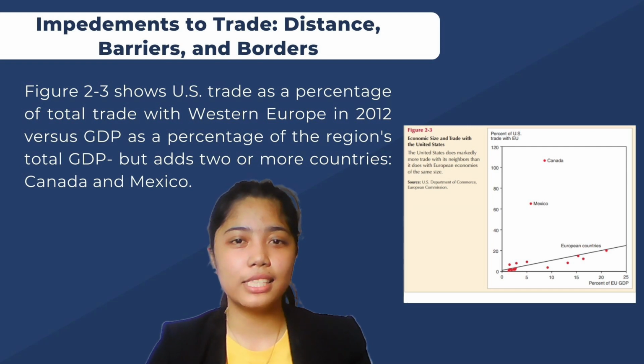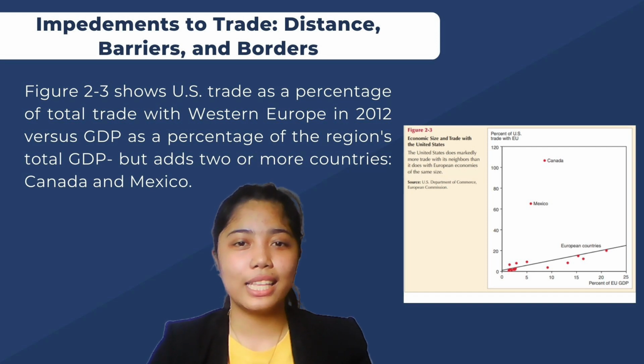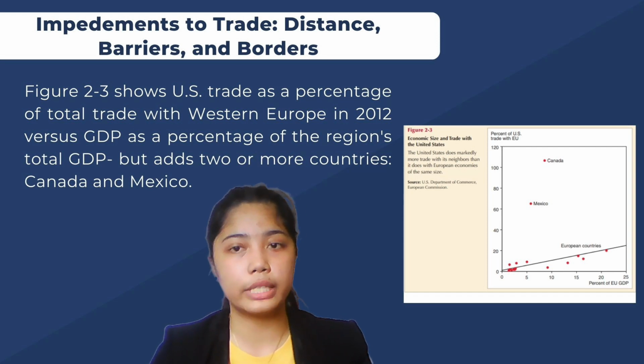Impediments to trade: distance, barriers, and borders. Figure 2-3 shows U.S. trade as a percentage of total trade with Western Europe in 2012 versus GDP as a percentage of the region's total GDP, but adds two more countries, Canada and Mexico. As you can see, the two neighbors of the United States do a lot more trade with the United States than European economies of equal size. In fact, Canada, whose economy is roughly the same size as Spain's, trades as much with the United States as all of Europe does.